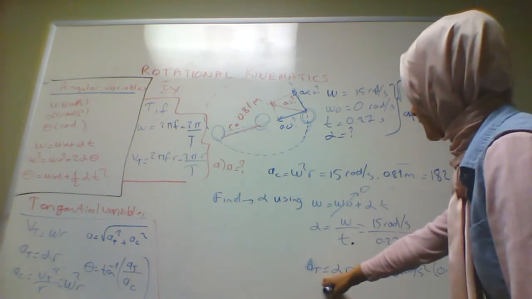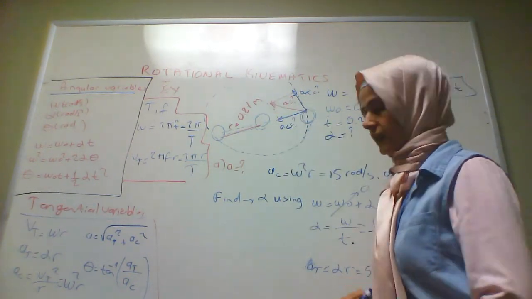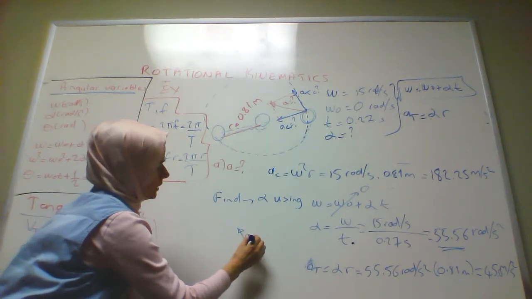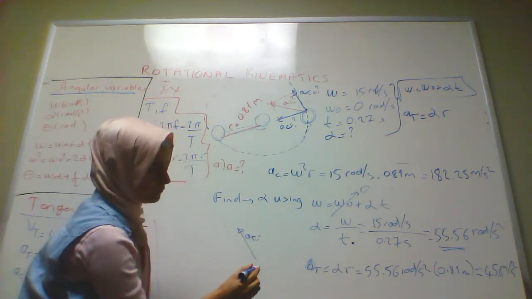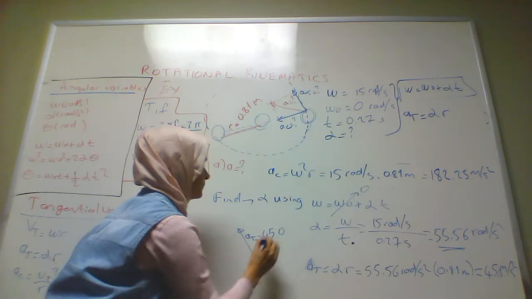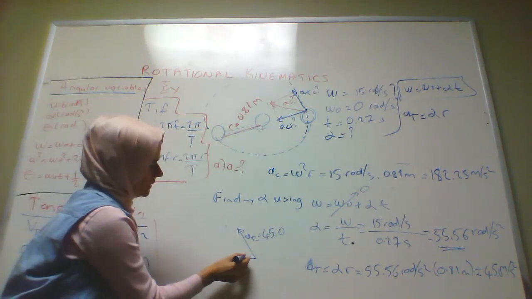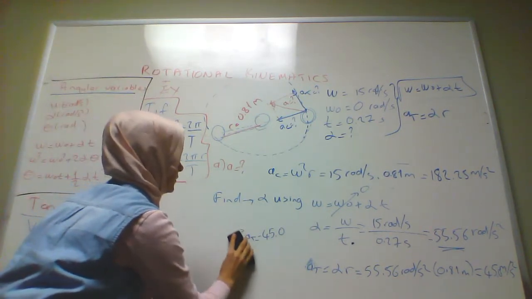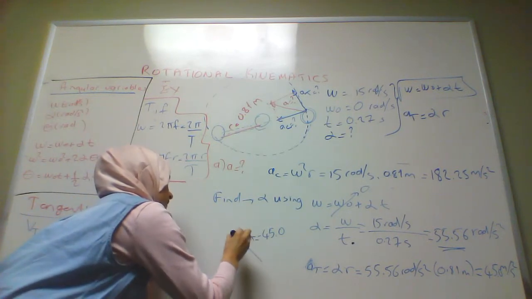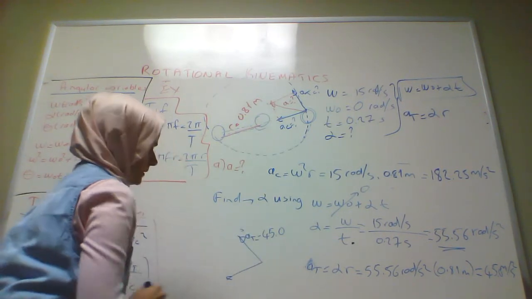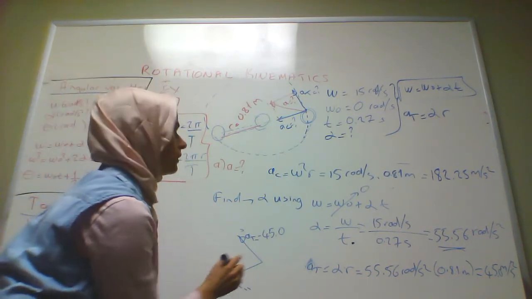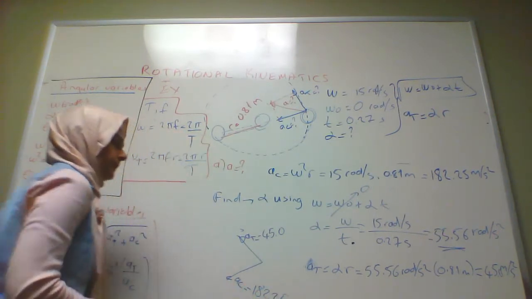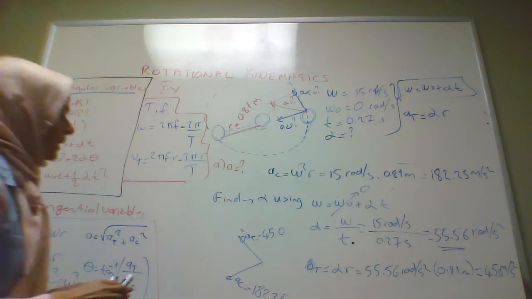Now I have AT and I have AC. I can easily find A. Let me draw them here separately. This is our AT and we know the value now. AT is equal to 45.0. And we have AC in this direction. Yes. We have AC is equal to 182.25. Both meters per second squared, and I am looking for their addition.